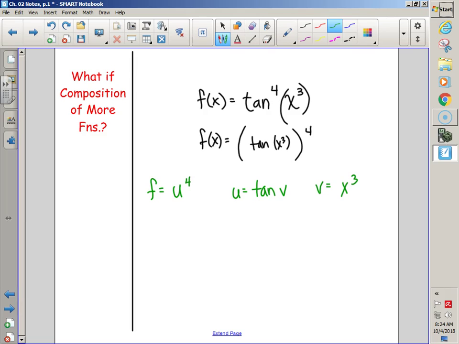See if that makes sense if you're trying to do the U notation. You haven't actually seen this yet this year. F has a blob to the fourth. We call that blob U. U is tangent of new blob. We call new blob V. And new blob is x cubed. Every guy needs a derivative.